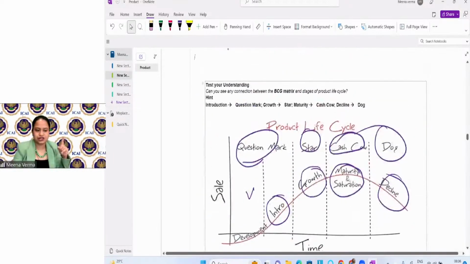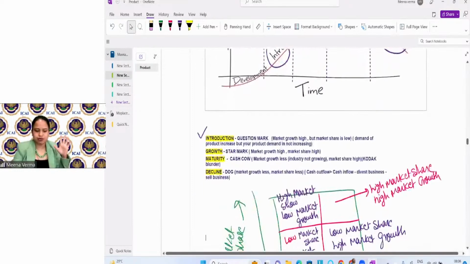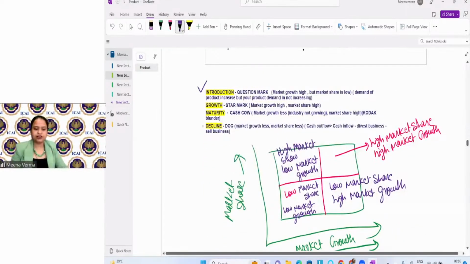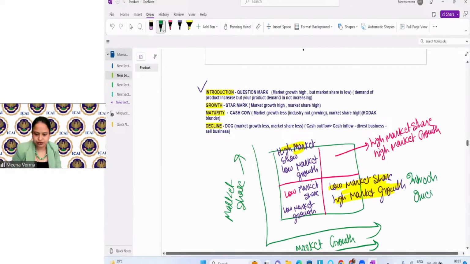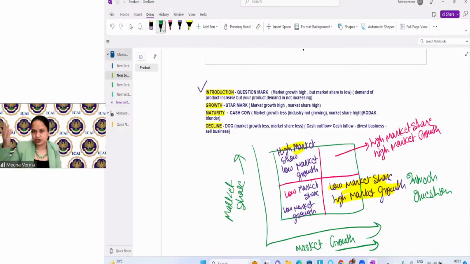So introduction stages are compared with question mark. So what is question mark? Question mark is what? Market growth is high, but market share is low. So growth is high, market is growing, but market share is low. Okay? Market growth is high, but market share is low. This is what your introduction stage or question mark. Right? So when the product is in introduction stage, obviously the product is growing, market is growing, but market share is less because people are not aware with your product.